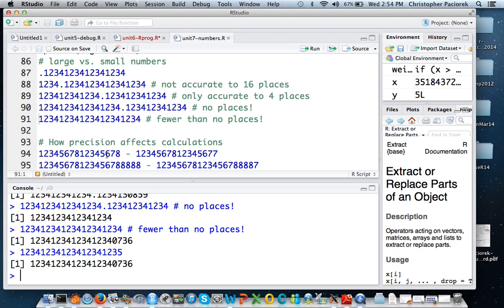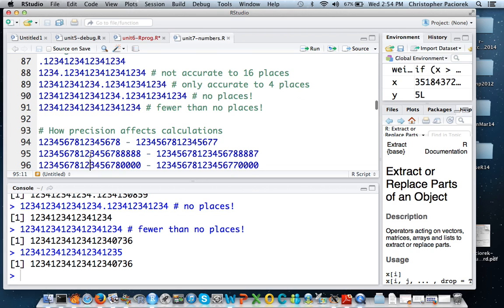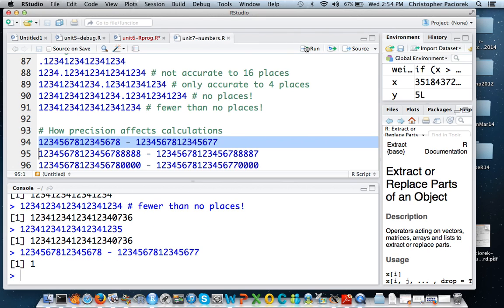Other questions? Okay, so this is going to affect what kinds of calculations we can do. Suppose I wanted to do this calculation. I want to subtract this number. Here's an 8, here's another 8. So this is 16 digits, and this is also 16 digits, but it differs by 1. So I'm going to try and do that subtraction. That's okay. But what if I try and do this subtraction?